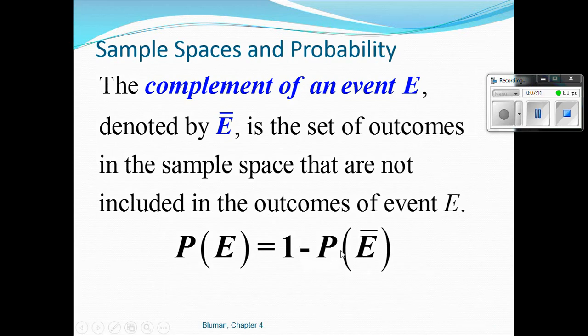The probability of E and the probability of the complement have to add up to 1. So if it's easier to find the probability of E's complement, then subtracting it from 1 will give you the probability of E. So this is a pretty important formula.